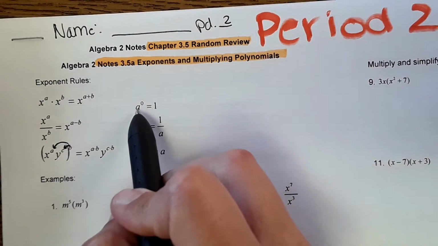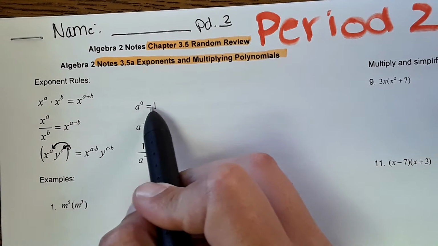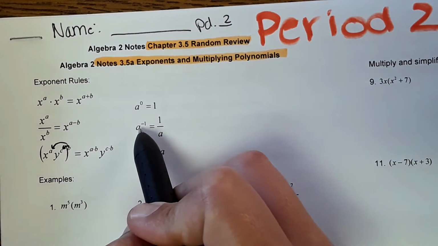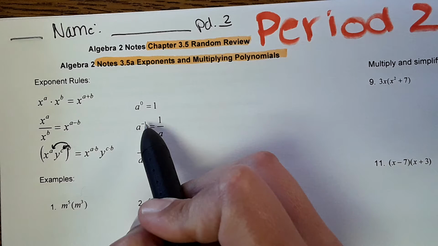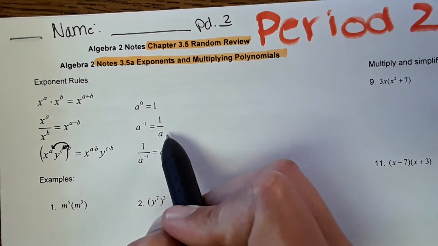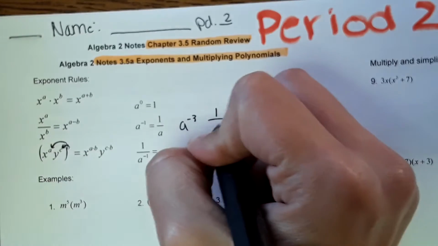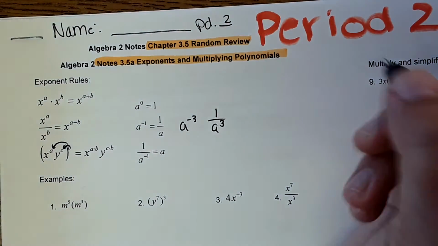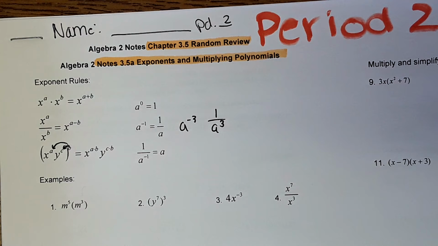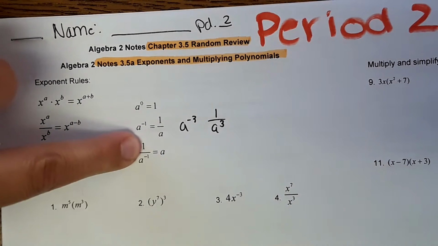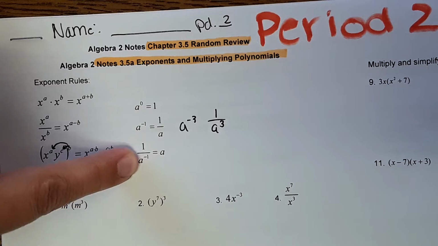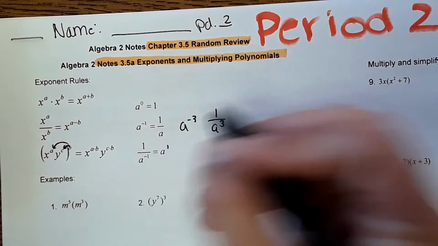Then over here, a variable raised to the 0 power equals 1. A variable raised to the negative exponent, or negative 1, would be 1 over a. Or if you had like a raised to the negative 3, that would be 1 over a to the third. So anytime you have that negative exponent, you just put it as a denominator. Yes? Is any number to the power of 0, 1? Yes. Okay. And then here, if you have 1 over a to the negative 1, that would just be like a to the 1.